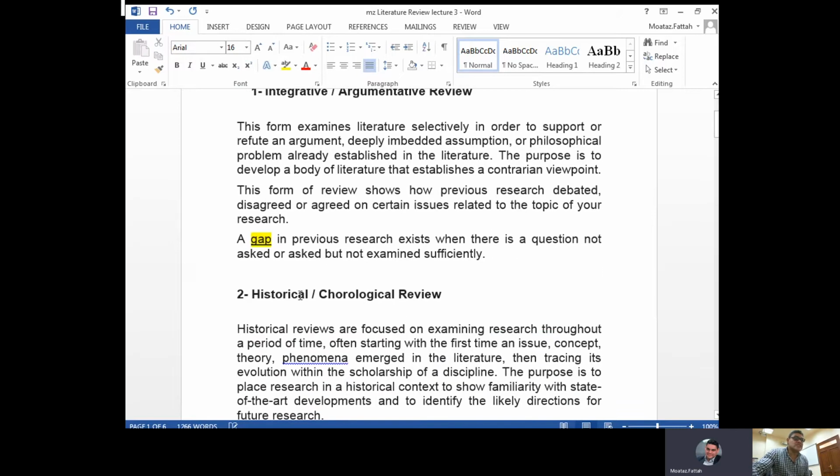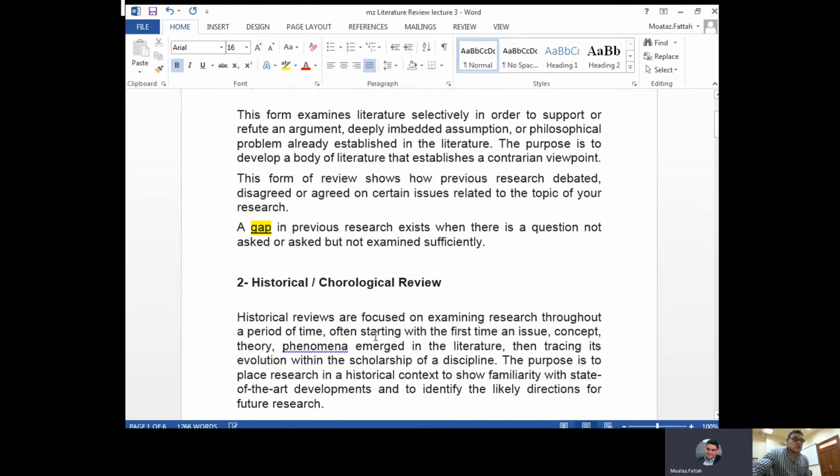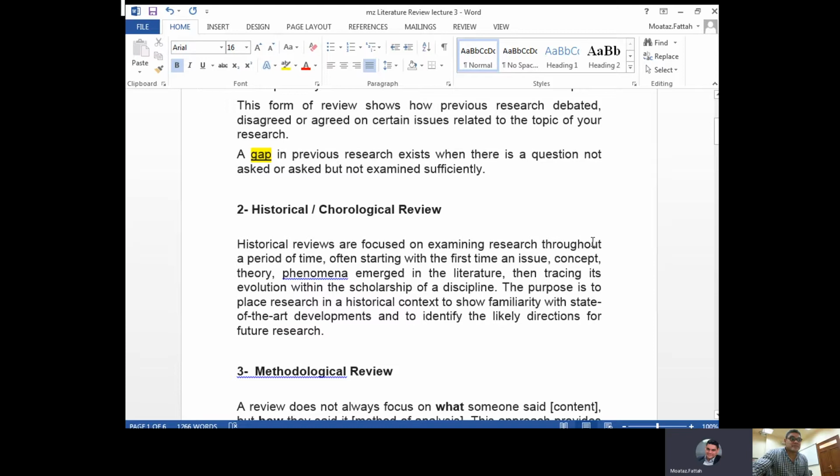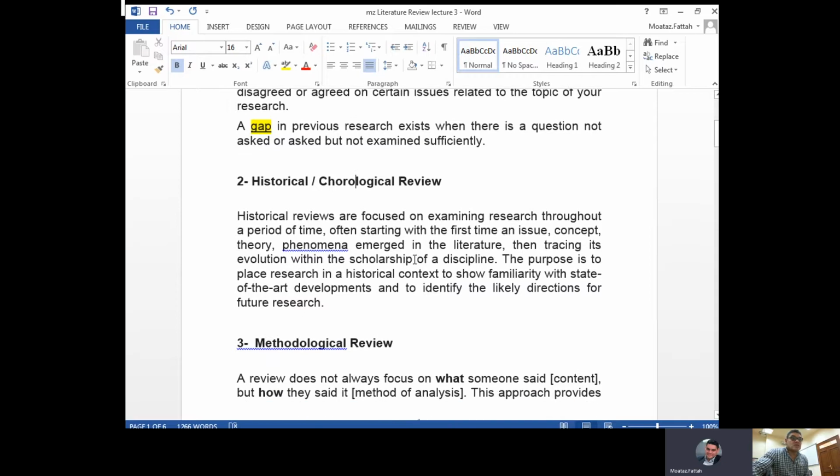Another type of literature review is historical or chronological. I guess this is miswritten. Okay, chronological review. Historical reviews usually focus on examining research throughout a period of time, starting from the first time an issue or concept or theory or phenomenon emerged in the literature, then tracing its evolution within the scholarship of a discipline. So we take any concept like democracy. How was democracy first introduced to the political field? Was it a good thing or a bad thing?